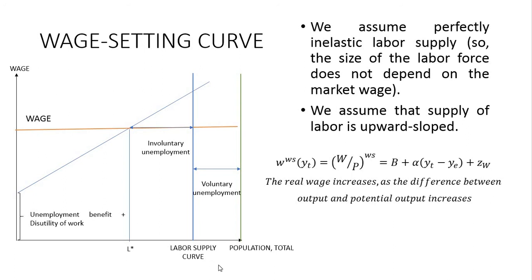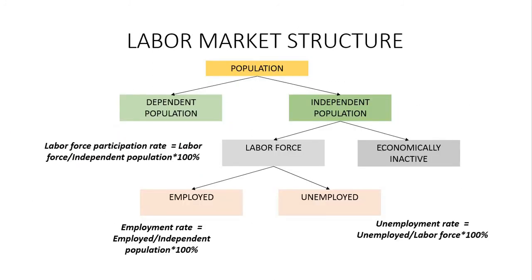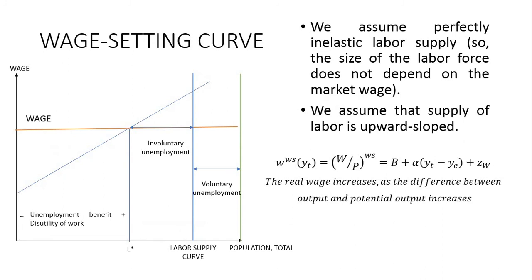So the difference between labor force and size of population is called voluntary unemployment. So those who are unemployed voluntarily, and using classification we discussed before, it's here. So those people who are economically inactive are also called voluntarily unemployed.